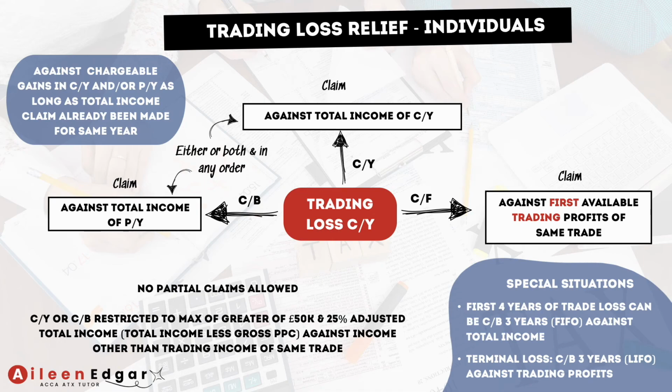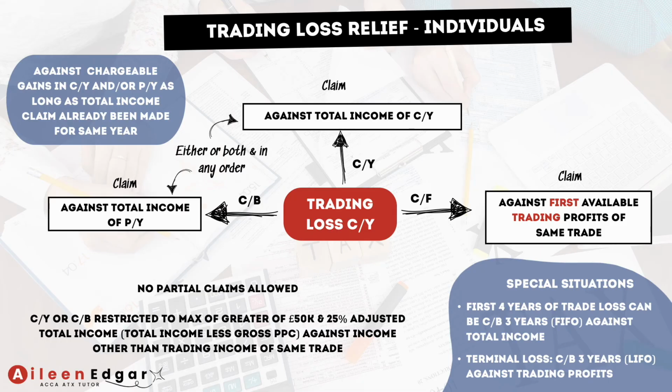We are only allowed to set that terminal loss relief off against trading profits. That's different to companies. Companies were able to set it off against their total profits of the previous 3 years on a last in, first out basis. Individuals only get to set it off against trading profits. So there's another little difference to watch out for.